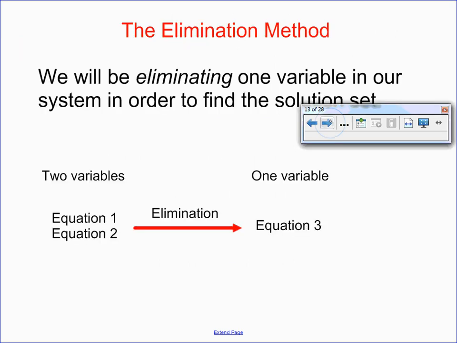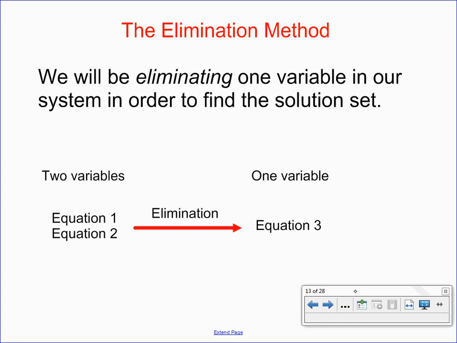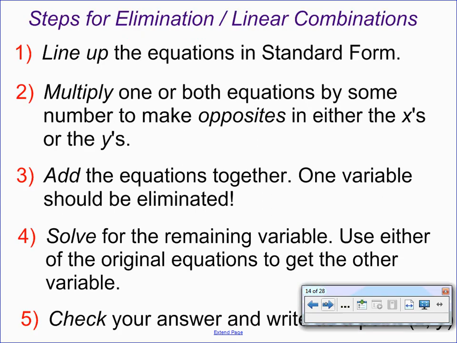And so there's another method, the elimination method, that's going to be quicker and easier than substitution if I don't have a coefficient of 1 on any of my variables. So we'll be eliminating one variable in our system in order to find the solution set. Instead of substituting an expression for x or y to result in a single equation, single variable, we'll be adding the two equations together after making opposites in the x's or the y's and eliminating that variable so we have a single equation, single variable. And let's go ahead and see what that's going to look like.